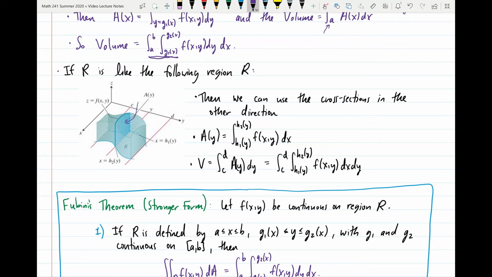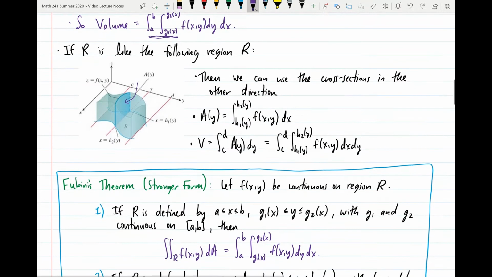So the area of the cross section, which is this blue plane here, is going to be equal to the integral from h sub 1 of y to h sub 2 of y of f of x, y dx, where again, x is going to be bounded above by this function h2 of y, and x is going to be bounded below by this function h1 of y.